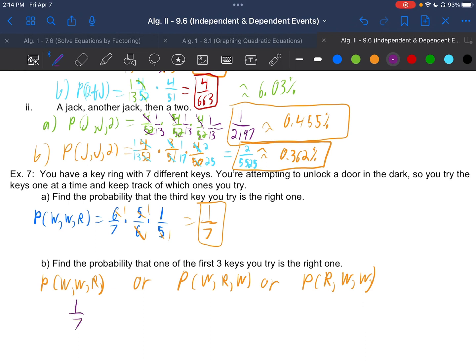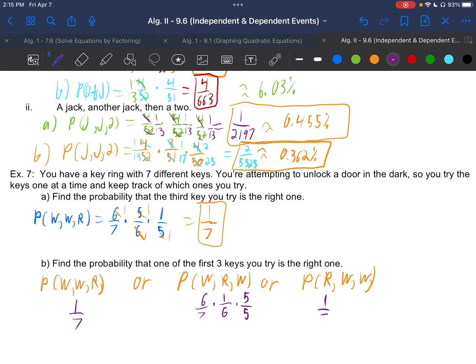The probability that the second one's the right key, so you'd have 6 out of 7 for getting the wrong key, like we saw a bit ago. The right key on that one, there's 1 right key, 6 keys left to try, and the wrong key, well, 5 wrong keys out of 5 keys, aka you're multiplying by 1, so you don't even need to write that part really. And the last part, the probability the first key is the right one.